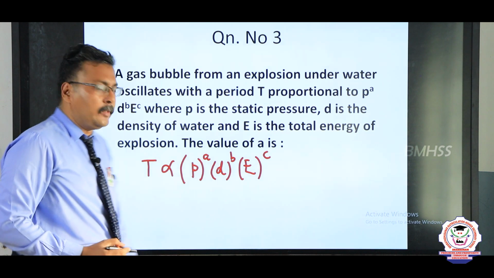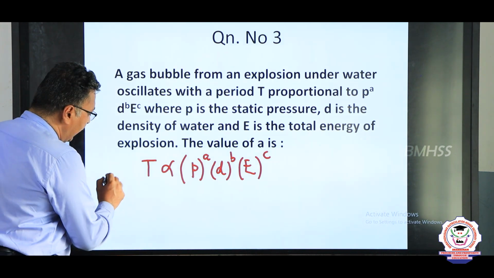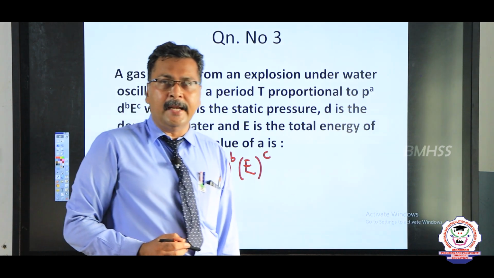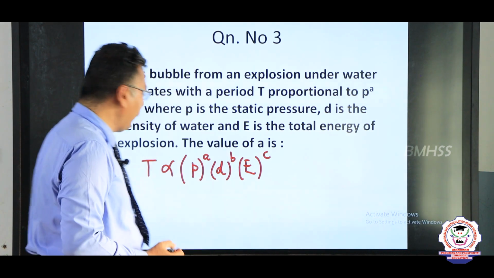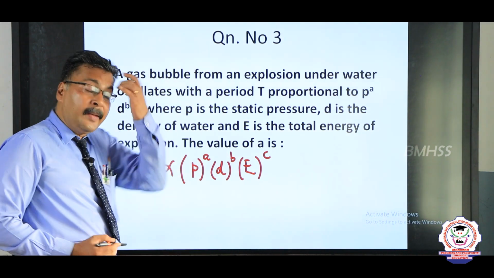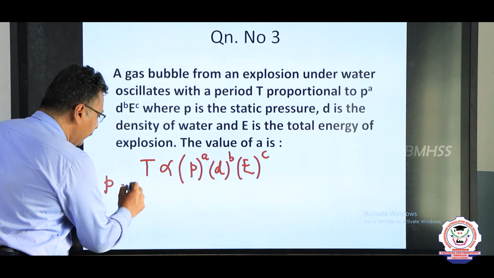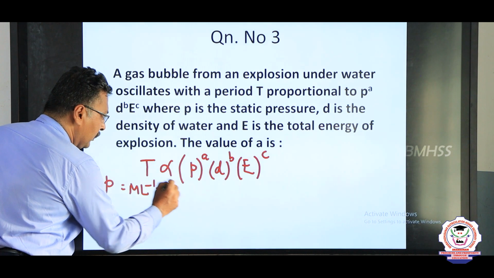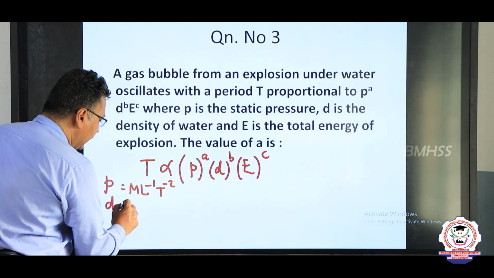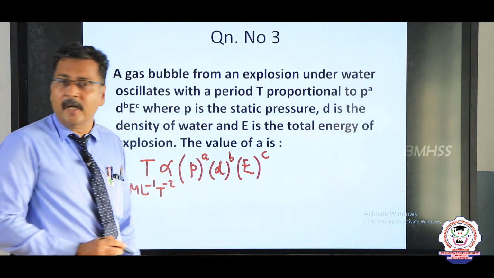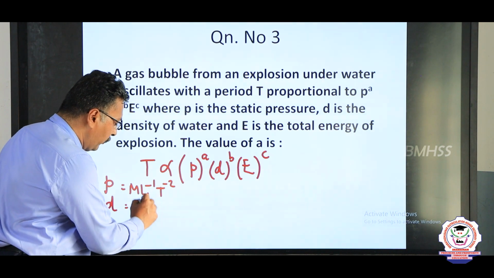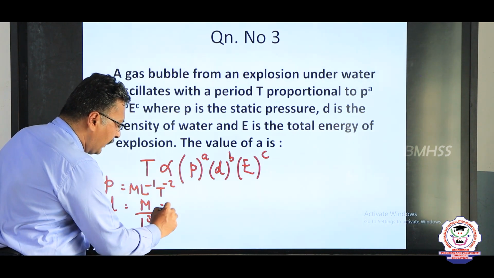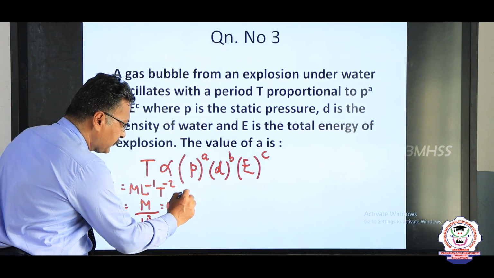So I am going to write in short what P is in terms of dimensional analysis. Force per unit area is pressure. Force is m L T power minus 2 divided by L square. So you get M L power minus 1 T power minus 2. Similarly, d is density. Density is mass per unit volume. Mass per unit volume, M by L cube. So M L power minus 3.